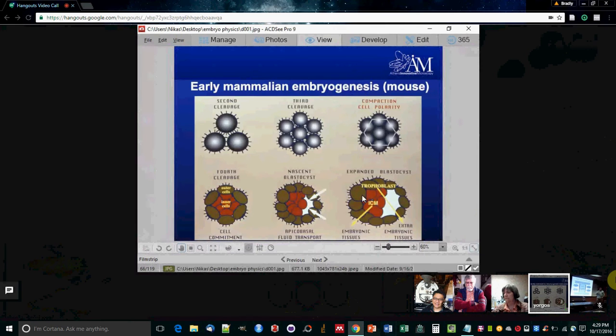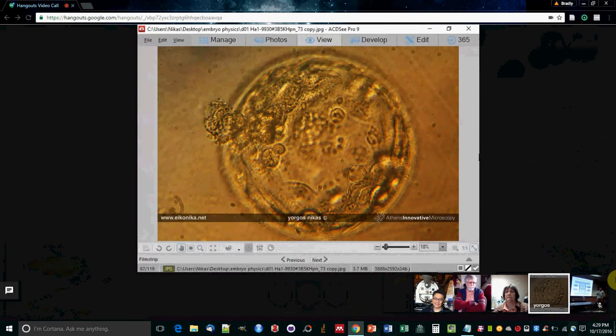I already mentioned how it happens with the inner cells, the outer cells, and the transport of fluid to push the inner cell mass to one side. And this zona pellucida has to be shed before implantation. And how does this hatching happen? Look, this is a human embryo. It is day 5, and it started to hatch. You can see this part of the trophoblast protruding from the zona pellucida.